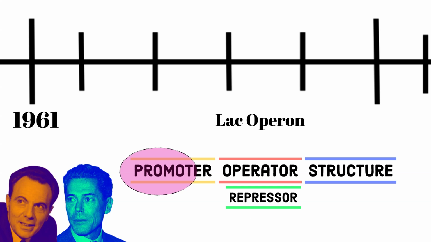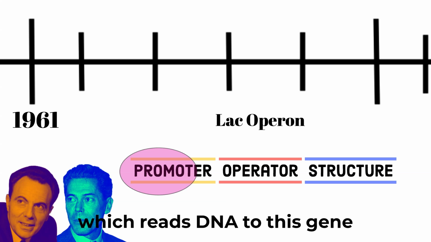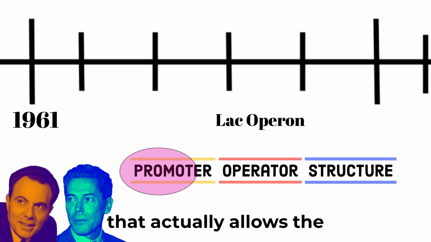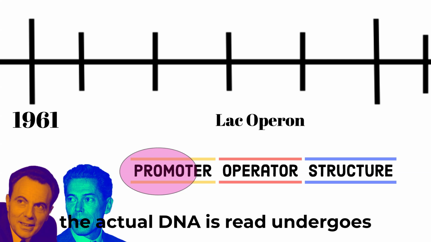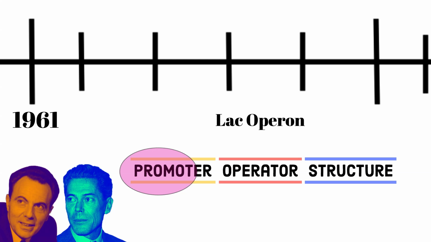A promoter, that is the beginning section that includes proteins such as polymerase, which reads DNA to this gene. Followed by the operator that actually allows the DNA to be read, the structural sections where the actual DNA is read and undergoes transcription, and eventually translation into proteins.